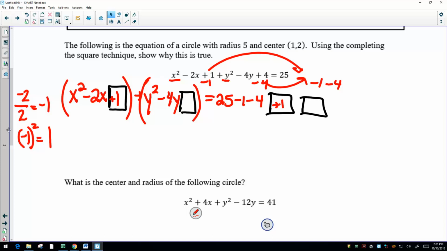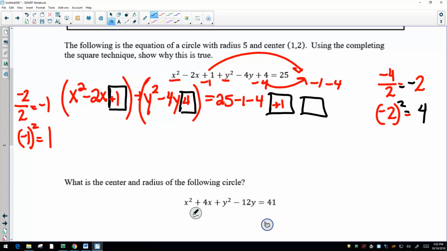On the other side, for the y values, we do the same thing. It's just now I have a -4. So I'm going to do this on the right side of the page. I have a -4, the coefficient. I take half, which gives me a -2. And I take that -2 and square it, and that becomes +4. So notice what happens now is we're going to add that +4 in both places, in both of our placeholders.